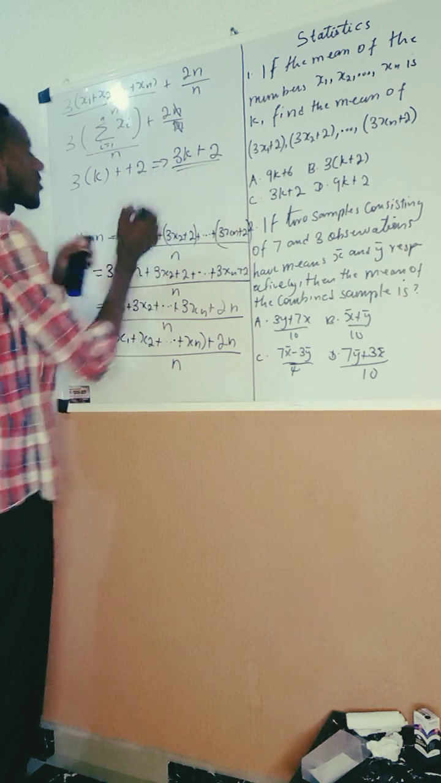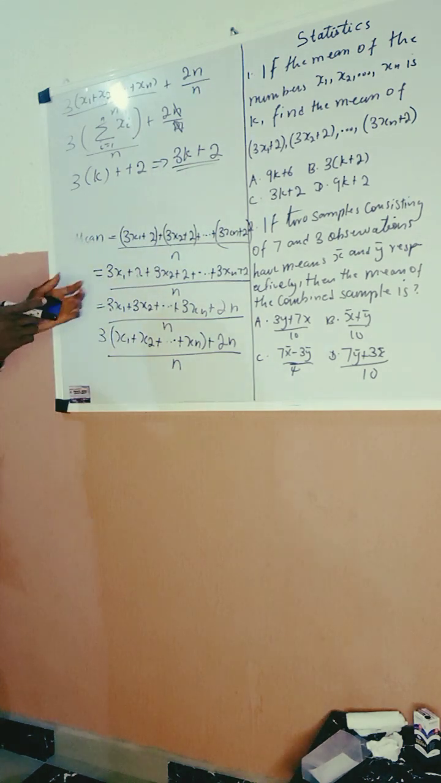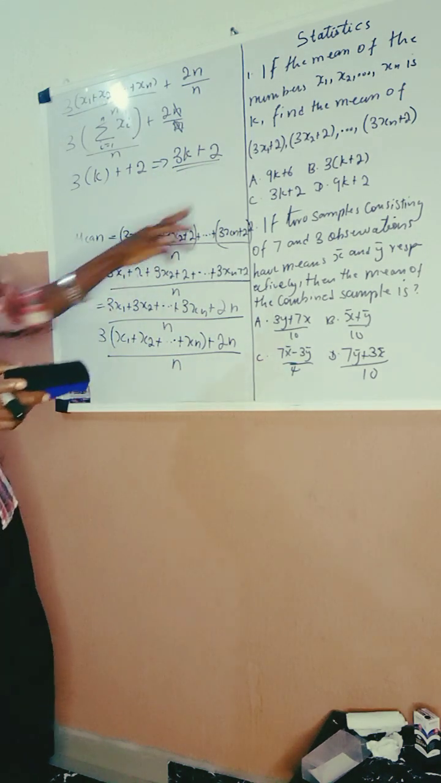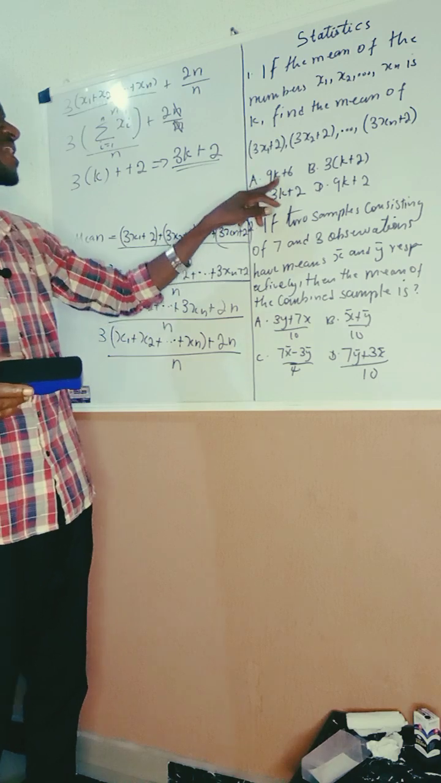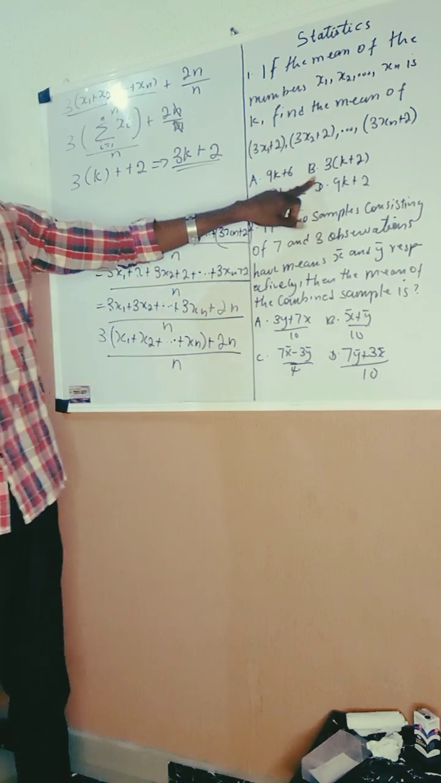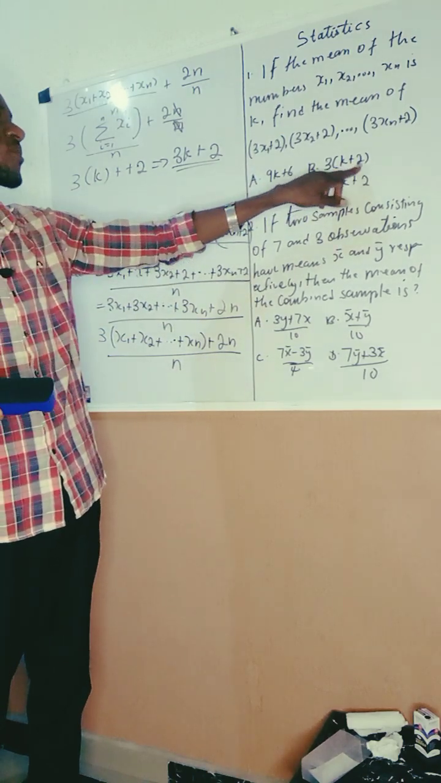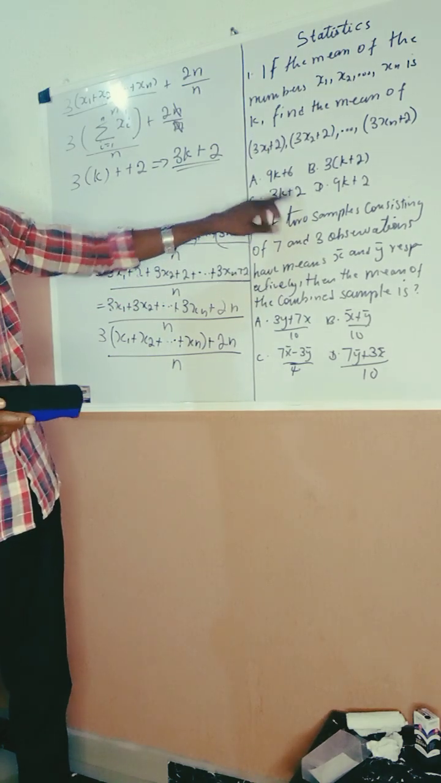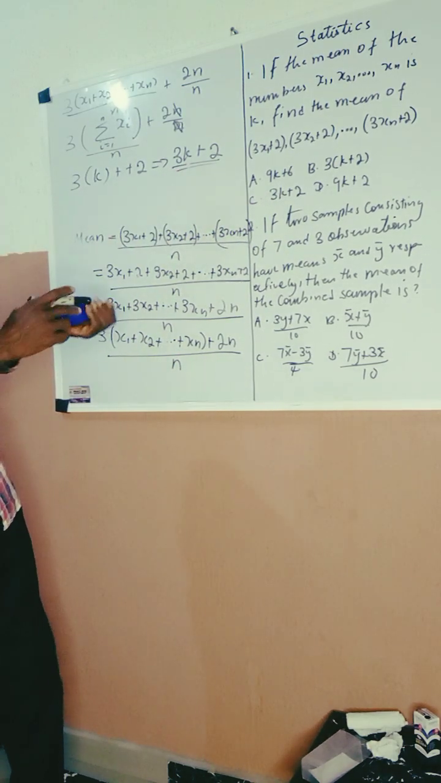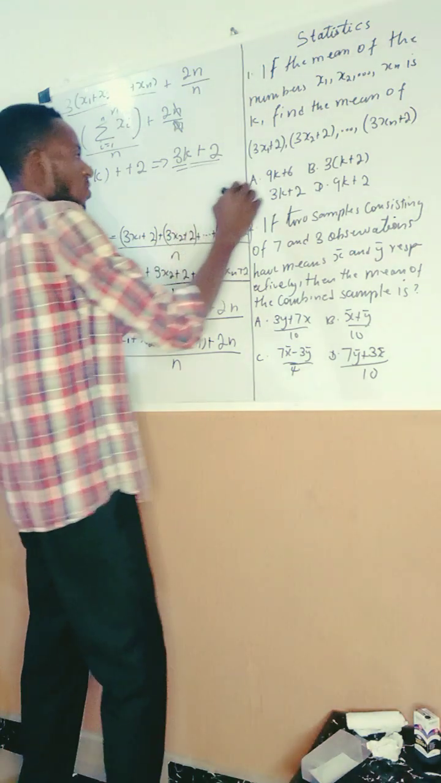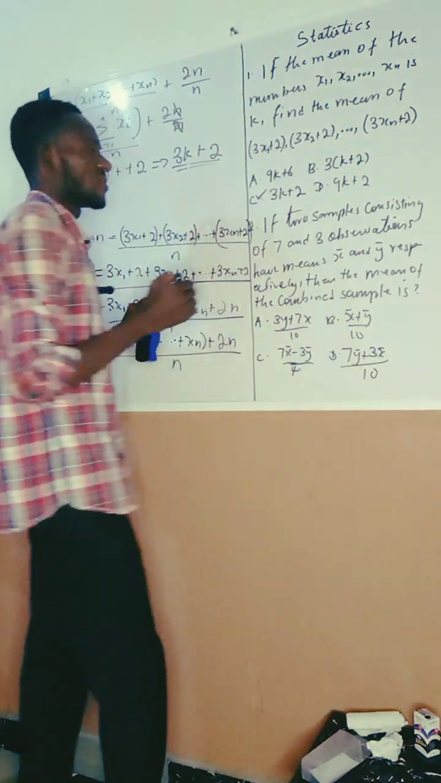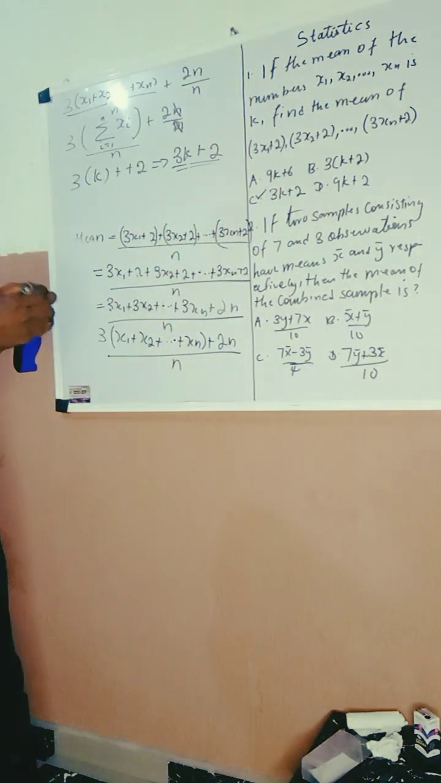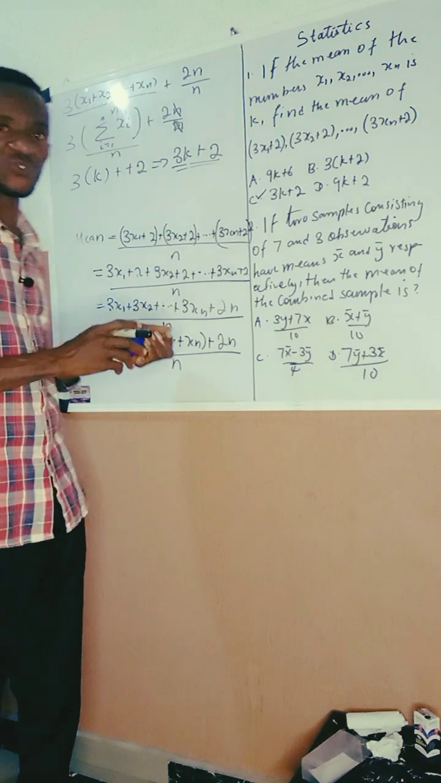Let us go and check whether we have such in the options they gave us. Option A says 9k plus 6. Option B says 3 into k plus 2. Option C says 3k plus 2. And what we have here is 3k plus 2. So the correct answer is C, which bears 3k plus 2.